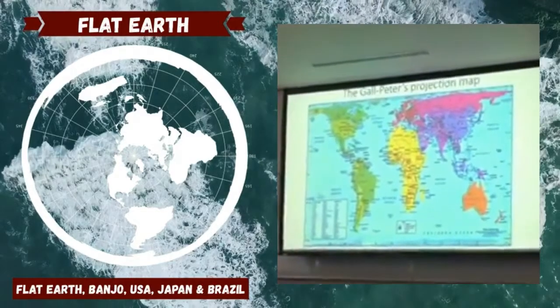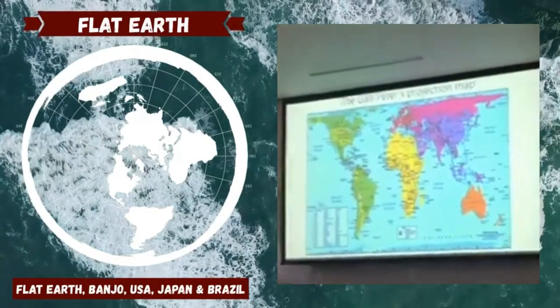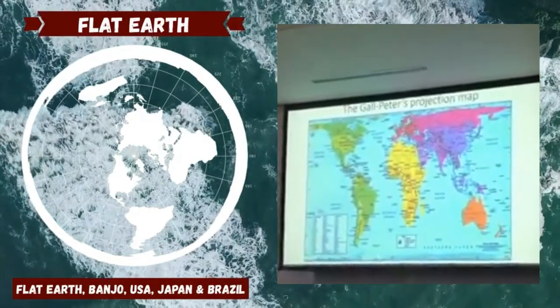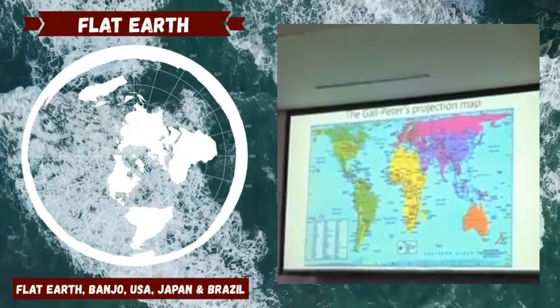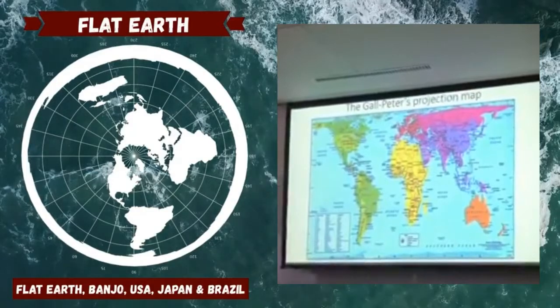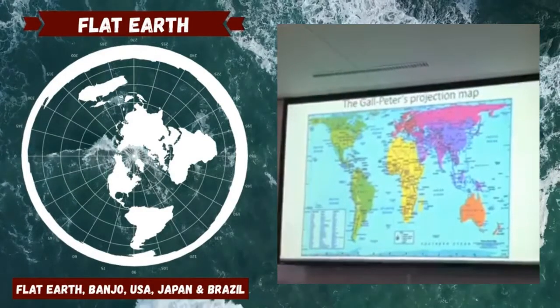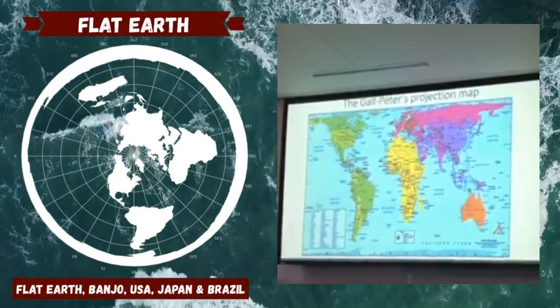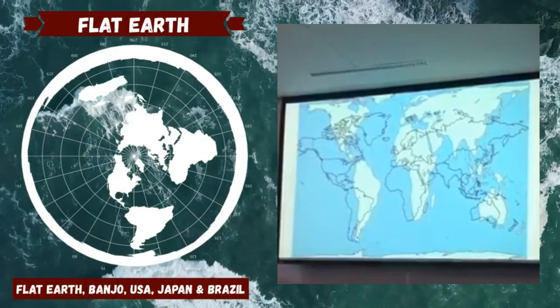Presented in 1974 by Dr. Arno Peters, who claimed he invented it, though well after the discovery of an identical map made by James Gall in the 1800s, therefore calling it the Gall-Peters projection. That's the difference between the two.